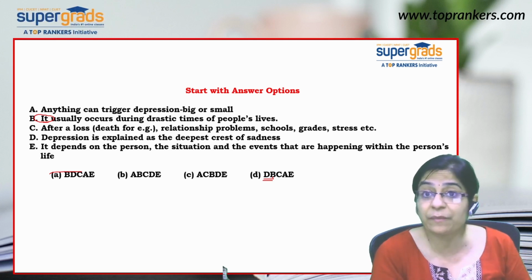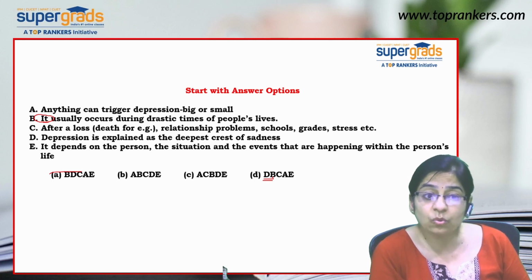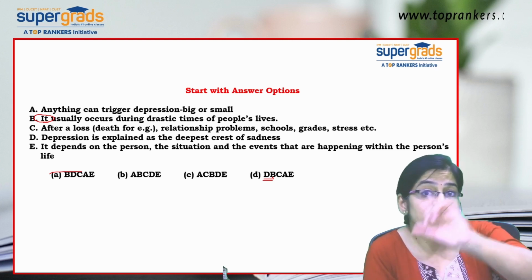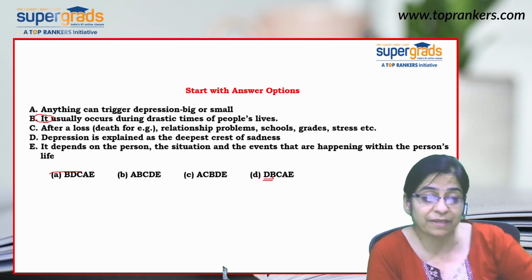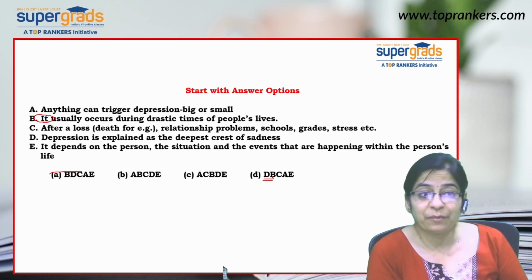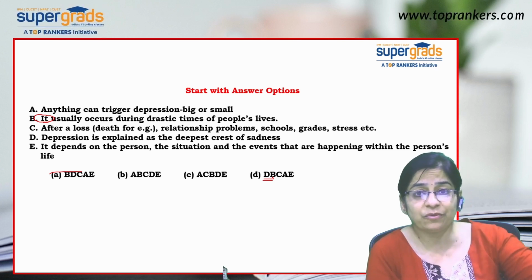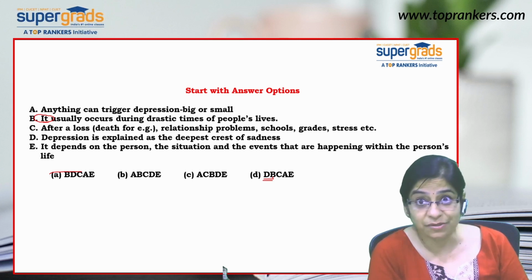What will happen if I put C after it? After a loss, relationship problem, school, grade, stress. So, what are the drastic times? Now, they've given you the examples of the drastic times. So, C very beautifully follows option B. What will happen if I put A after it now? Anything can trigger depression, big or small. It depends on the person, situation, event that are happening within a person's life. Now, E very beautifully follows option A. So, I guess we've just got the answer.